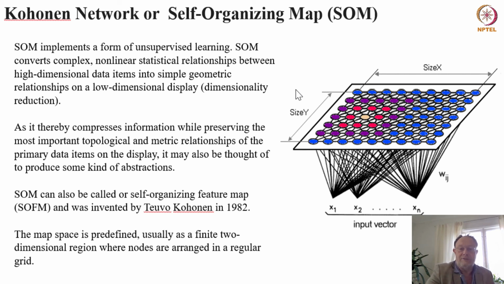The map is predefined, and usually it's a finite two-dimensional region where nodes are arranged in a regular grid, and you get the idea from the right. Then you can see you have input vectors below, and one can say that this model is fully connected in the sense that all inputs, not to each other among themselves, but all the inputs are connected to all the elements in this two-dimensional grid.